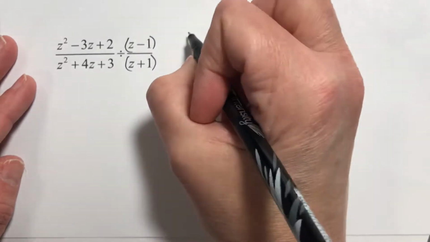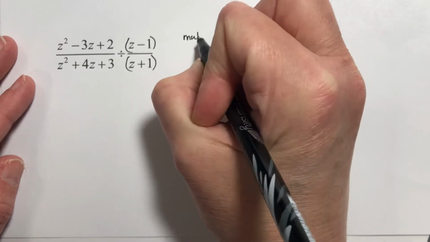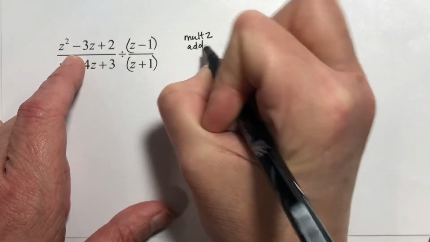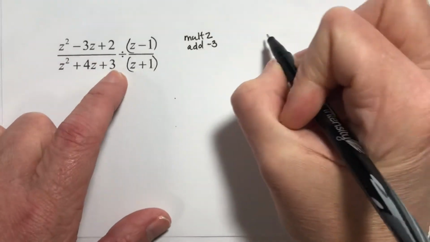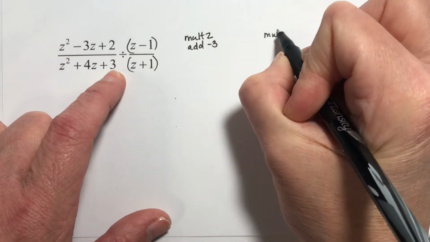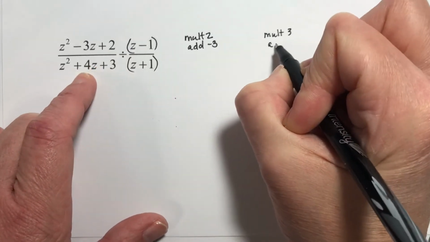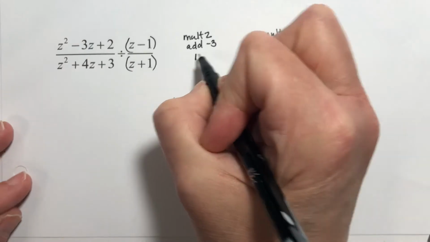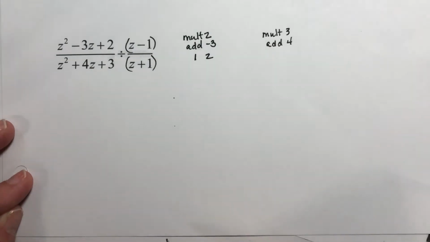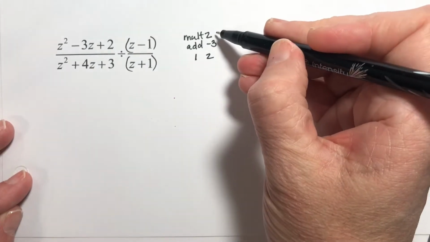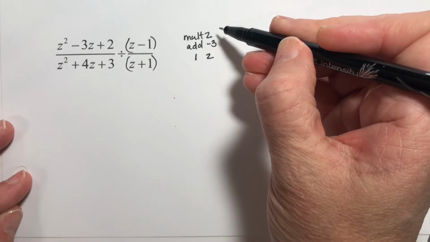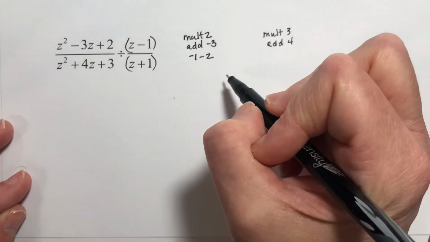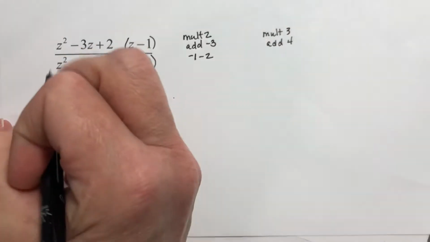So for each of them, I'm going to be needing 2 numbers that multiply to my last number and that add to my middle number. And on the second one, it's going to be multiply to a 3 and add to a 4. Things that multiply to 2: 1 and 2. Now I need to multiply to a positive, so they're either both positive or both negative. I need to add to a negative, so that means these two need to be negative. Double check your arithmetic, and that works.